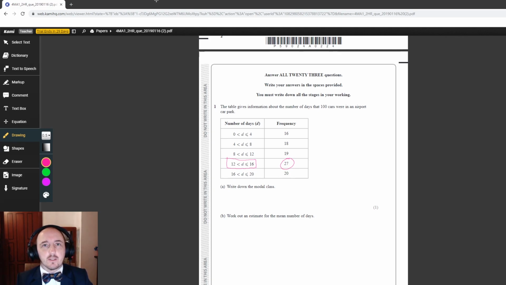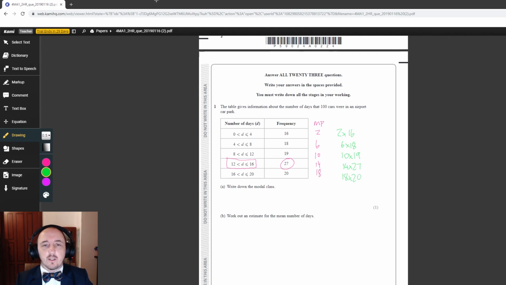And for an estimate for the number of days, the average, the mean, we have to take the midpoint. So 2, 6, 10, 14, and 18. And then we multiply that by the frequency. So we're going to do 2 times 16, 6 times 18, 10 times 19, 14 times 27, and 18 times 20.